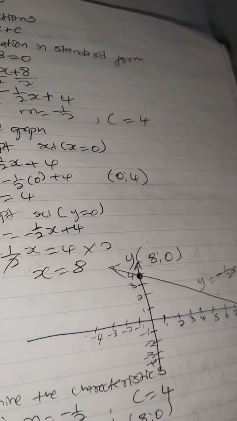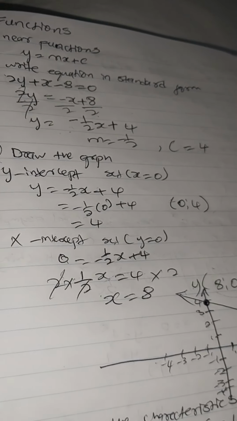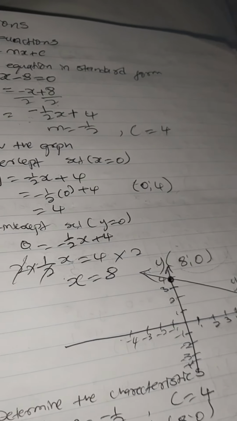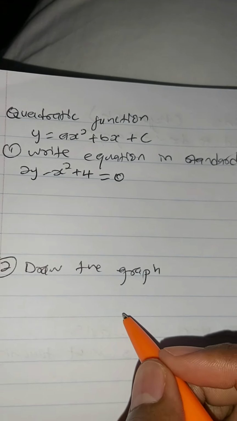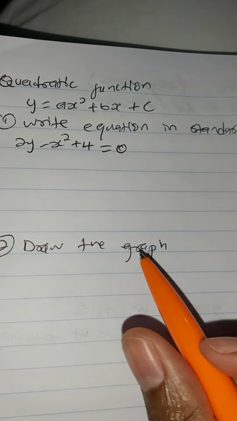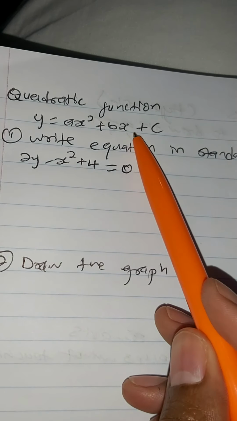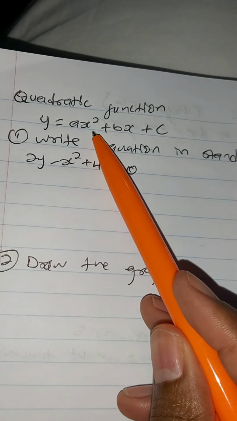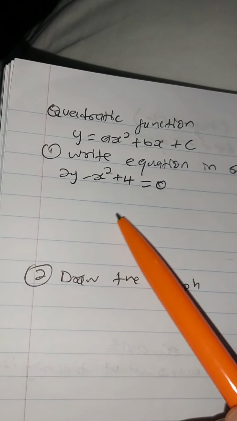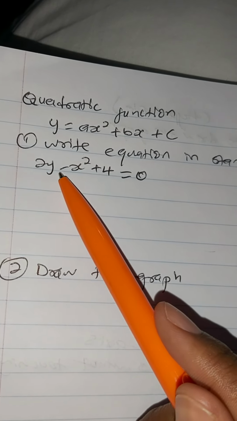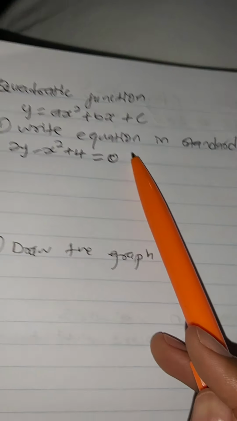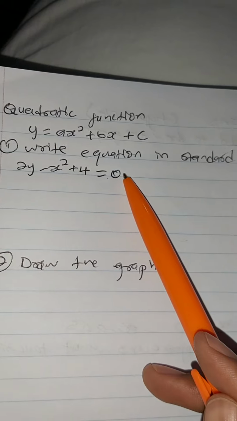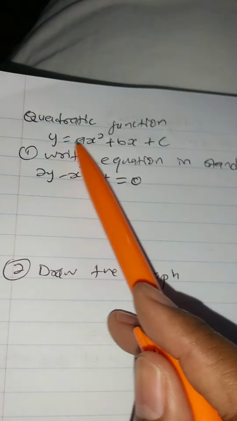So now we will move to the next function. The next function is a quadratic function. With a quadratic function, we know the general formula is y equals ax squared plus bx plus c. So we are given the function 2y minus x squared plus 4. Just like with the linear function, the first thing you do is write the equation in standard form.